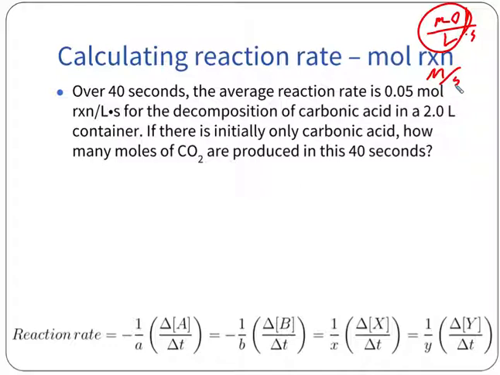It's just a different way of writing it out. So 0.5 moles reaction per liter per second, or 0.5 molar per second, for the decomposition of carbonic acid in a 2-liter container. If there's initially only carbonic acid, how many moles of CO2 are produced in this 40 seconds? So it tells us that this is decomposition of carbonic acid. Carbonic acid, H2CO3, right there, because it's ic acid, so it'll be carbonate. There's no hydro.